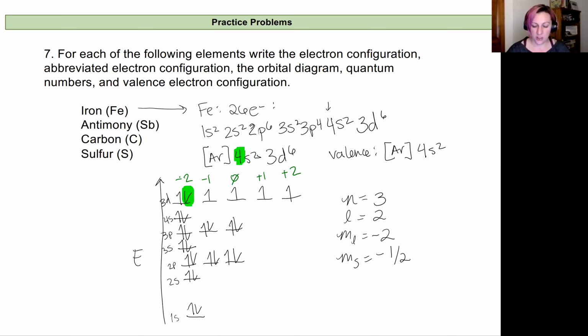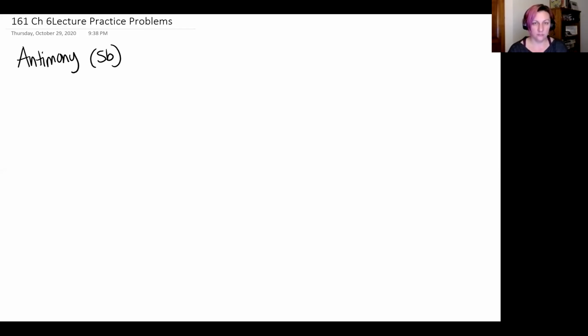I'm going to get a fresh page up. All right, now we're going to do the same thing for antimony, which has a chemical abbreviation of Sb. Looking at my periodic table, this has an atomic number of 51, so it's got 51 protons and 51 electrons. For antimony, we're going to build out our electron configuration first. I'm going to start at 1s2, and build up so that I have a total of 51 electrons.